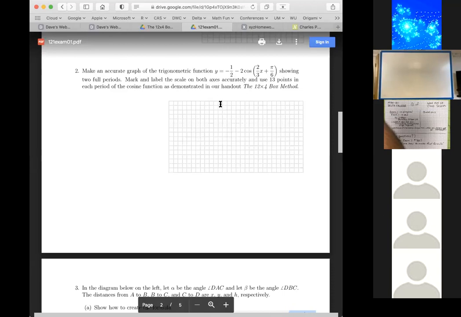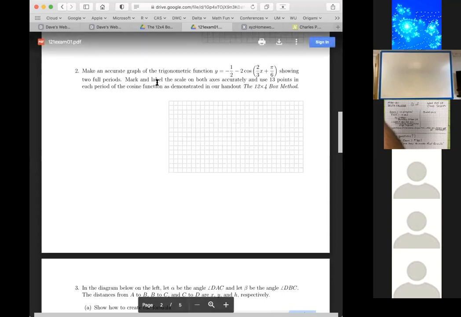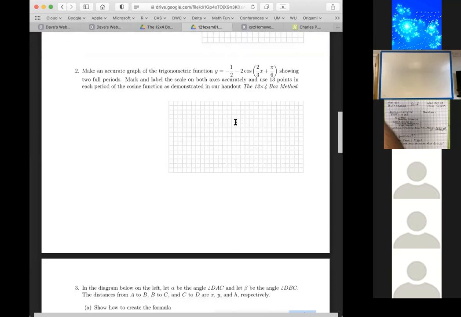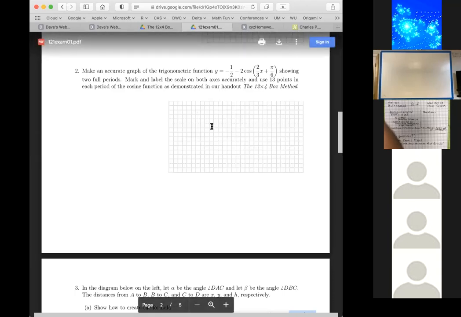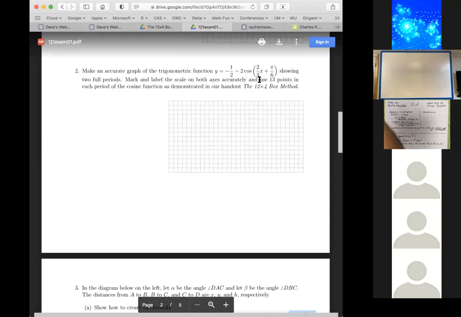Mark and label the scale on both axes. Again, mark just means a tick mark. Label means tell me what that tick mark is. 1, 2, 3, 4, pi over 4, pi over 8, pi over 12, pi over 6, pi, whatever. You don't have to label every single mark as long as you've got enough marks to be consistent. And I think this is the question that you're asking. Use 13 points in each period as demonstrated in this handout. So in other words, I want at least those points shown in this graph.